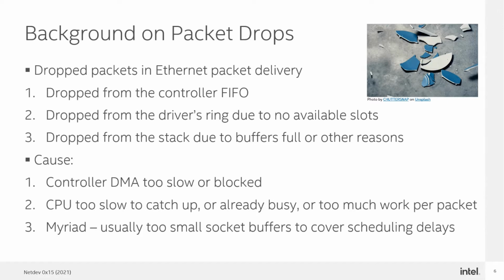There's also a third reason. Sometimes the stack will just drop the packet. So the card worked, the driver worked, everything was handled, and then we gave it to the stack and the packet got dropped somewhere. The causes of these things: sometimes the DMA can be too slow or blocked, and so the FIFO storage is the only place where the packet can be kept, and it's quite small compared to wire speed. Sometimes the CPU is too slow to catch up, and sometimes there's just too much work to do on a particular core. So if the CPU is at 100% utilization, the packet may get behind in the queues and then be dropped.